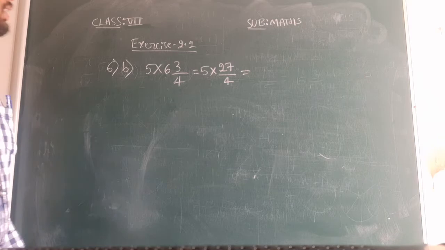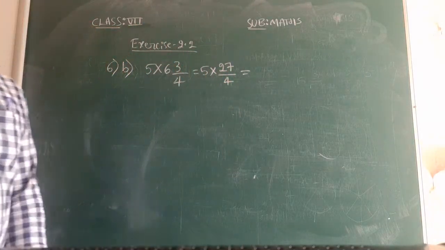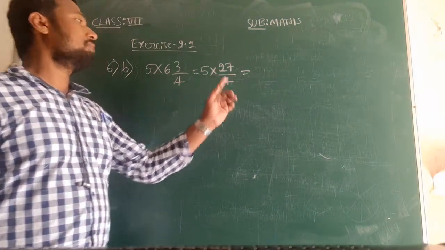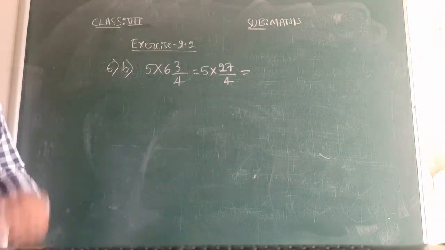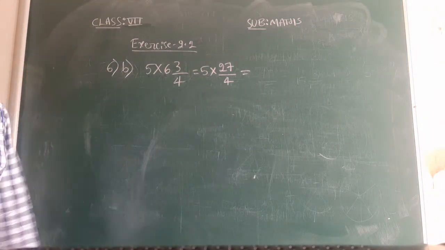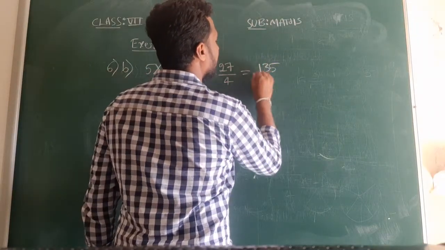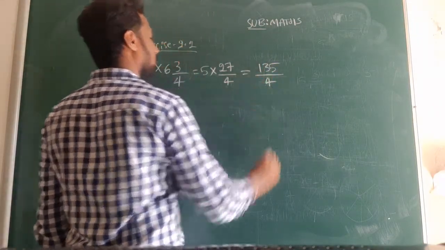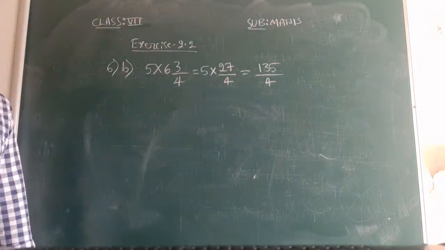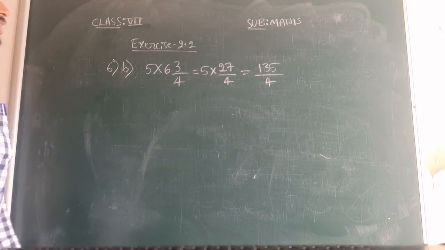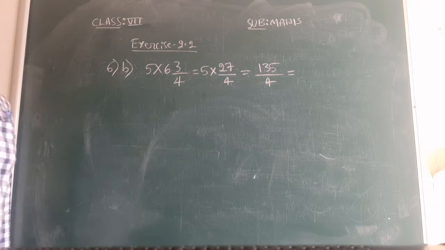So now here you can see we cannot divide 4 or 27 by this 4, because these two values do not come in the table of 4. Therefore I will multiply 5 into 27. If you multiply 5 into 27, what you will get? 135. You will get 135, and in the denominator we will get 4 only. Now I have to convert this 135 by 4 to a mixed fraction.